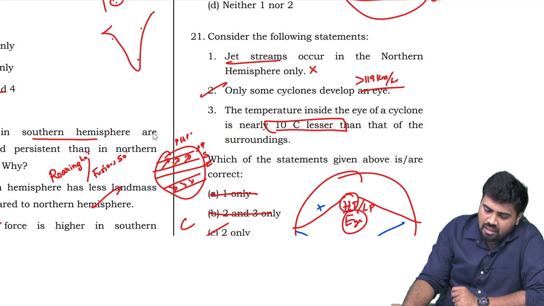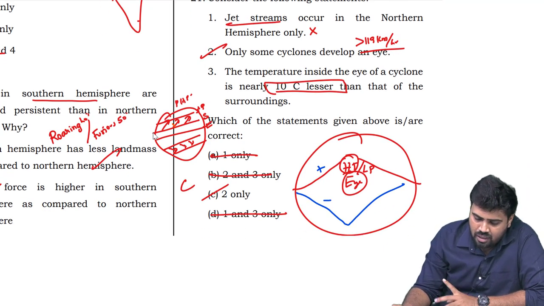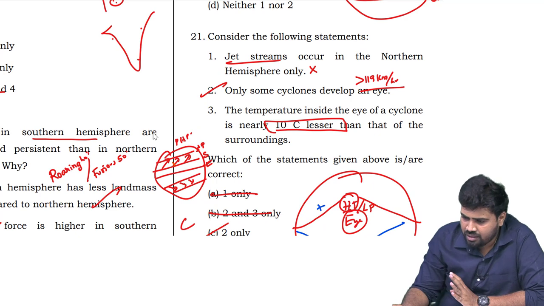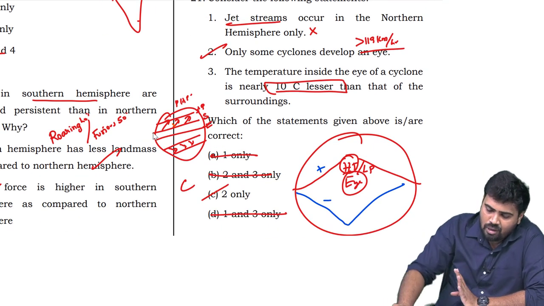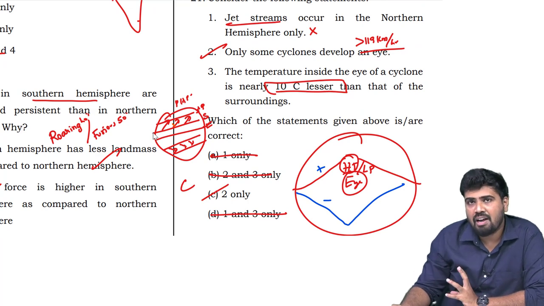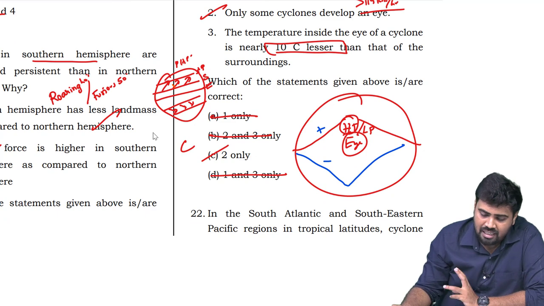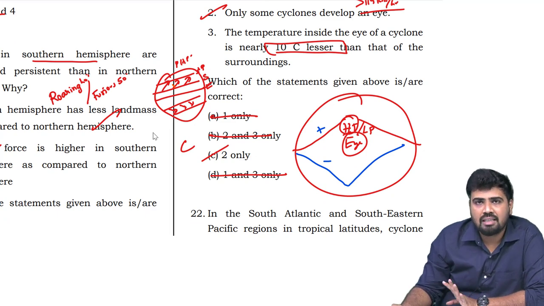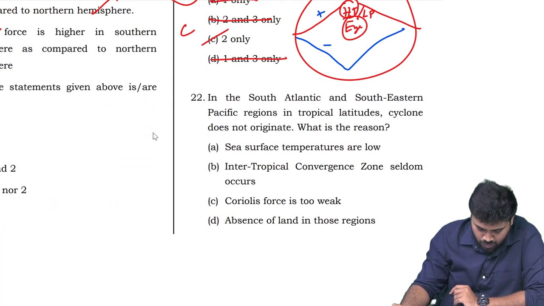Okay, so jet streams occur in the northern hemisphere, it is false, they also occur in the southern hemisphere. Only some cyclones develop an eye. Yes, it is exactly true. If the wind speed is greater than 119 km per hour, we have proper development of the eye. The temperature inside the eye of a cyclone is nearly 10 degrees Celsius lesser. No, it has higher temperature. So the third statement is also wrong. So 21 option C. Now 22.